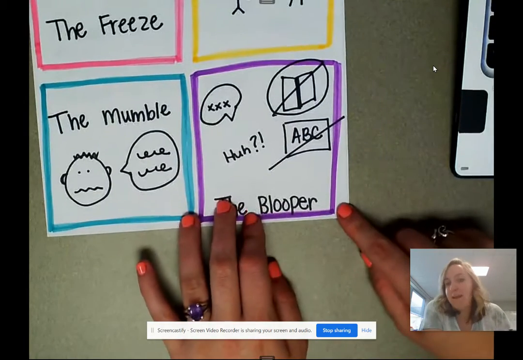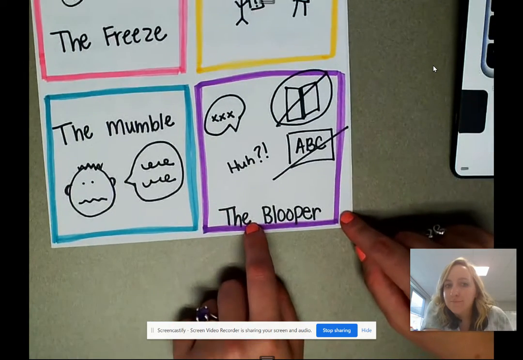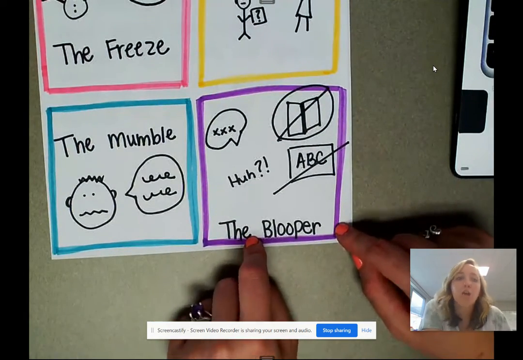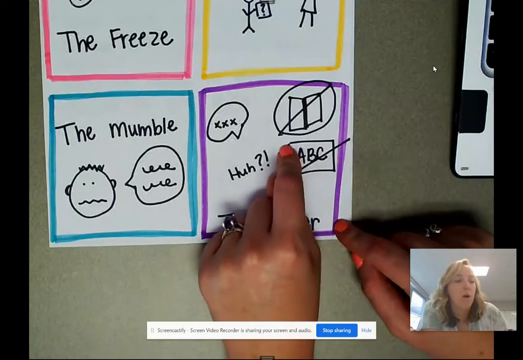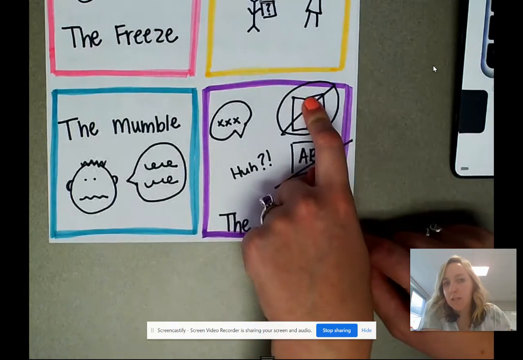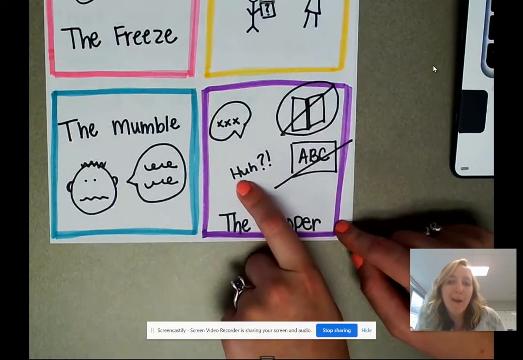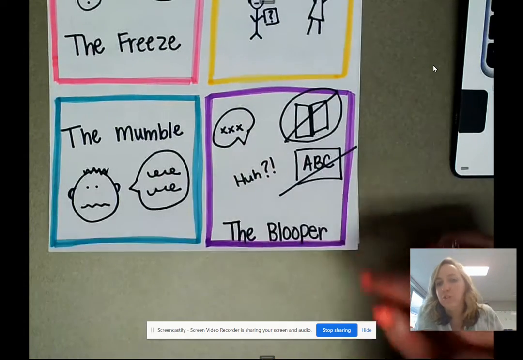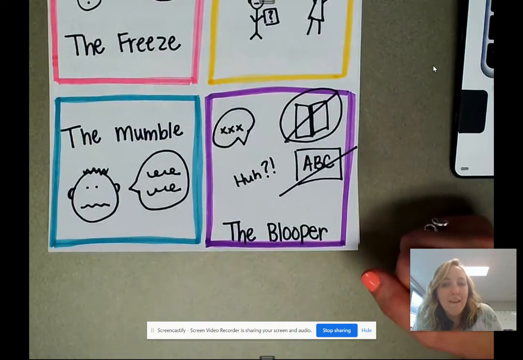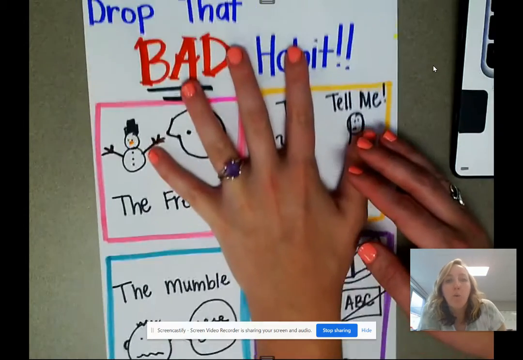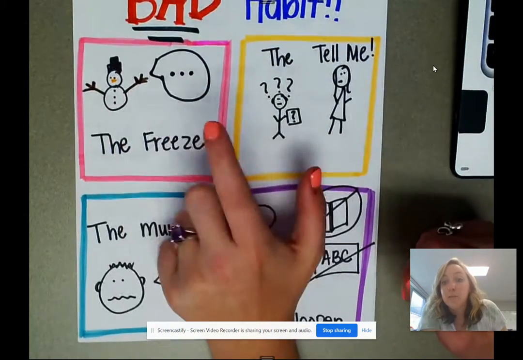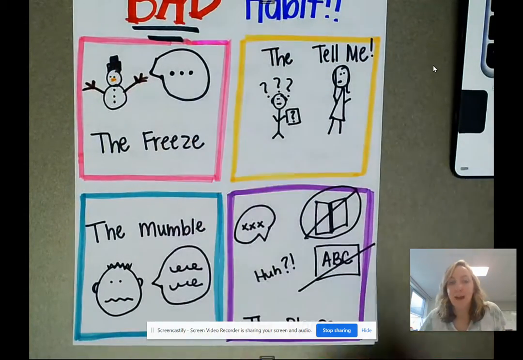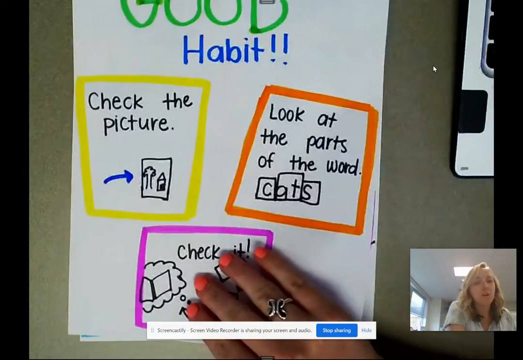The next bad habit we have is the blooper. And that's where you don't look at the word wall. You don't try to look at the pictures in the book and you're just like, what? Like, I don't know what this says. And you just try to skip it. Not happening. So we're going to drop these bad habits right now and we're going to practice the good habit.